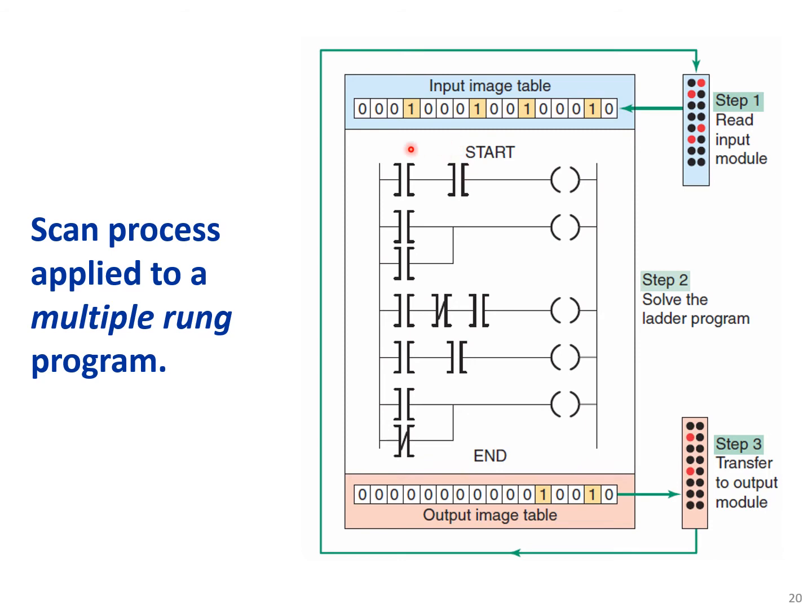When the scan cycle is finished, it comes to the end instruction. So we have start and end. When it reaches the end instruction, the one scan cycle is finished and the output image table will be updated, and that information will be sent to the output module for energizing and de-energizing outputs.